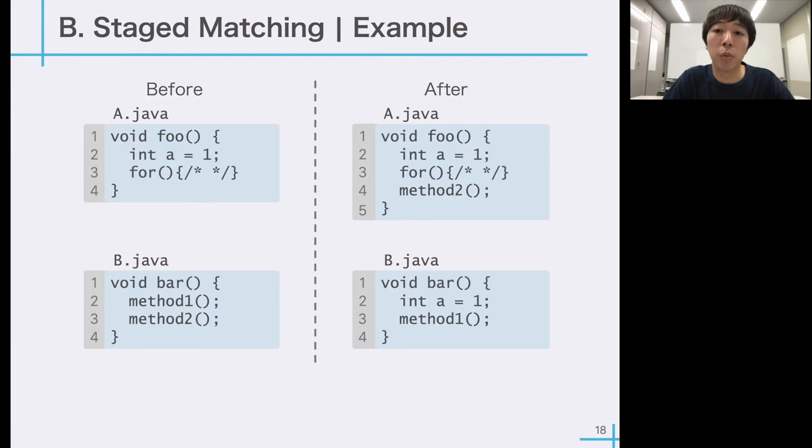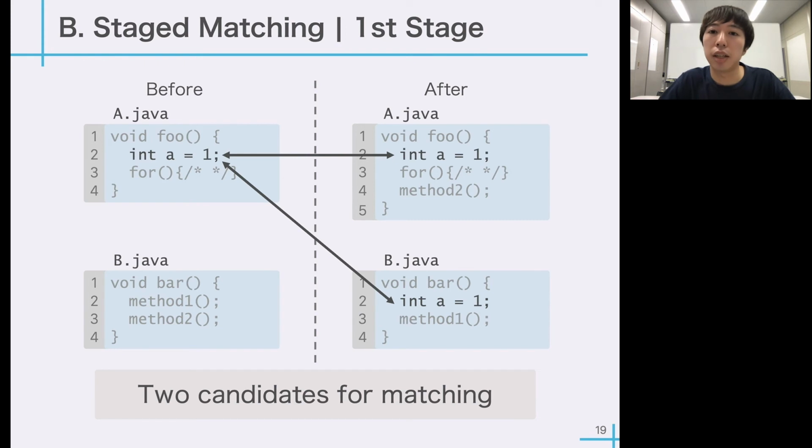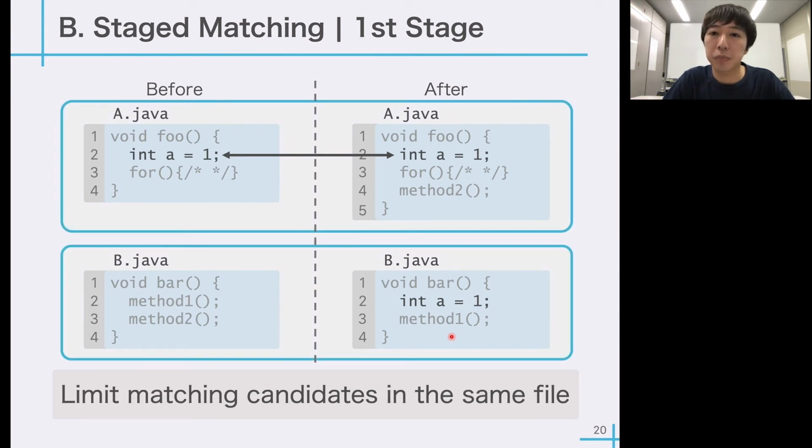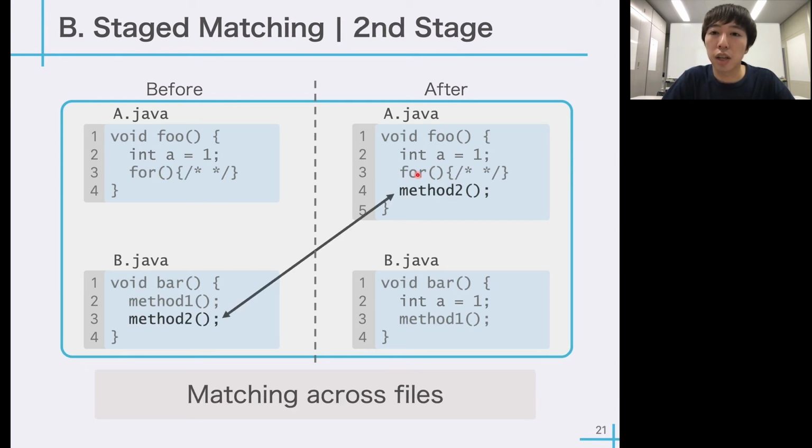This is an example of staged matching. In this example, there are two candidates for matching focusing on line 2 in a.java. However, the first stage limits matching candidates to the same file. Therefore, this int a equals 1 gets matched with line 2 in a.java. Next, the second stage enables matching across files. Method 2 in b.java before the change is matched with method 2 in a.java after the change.